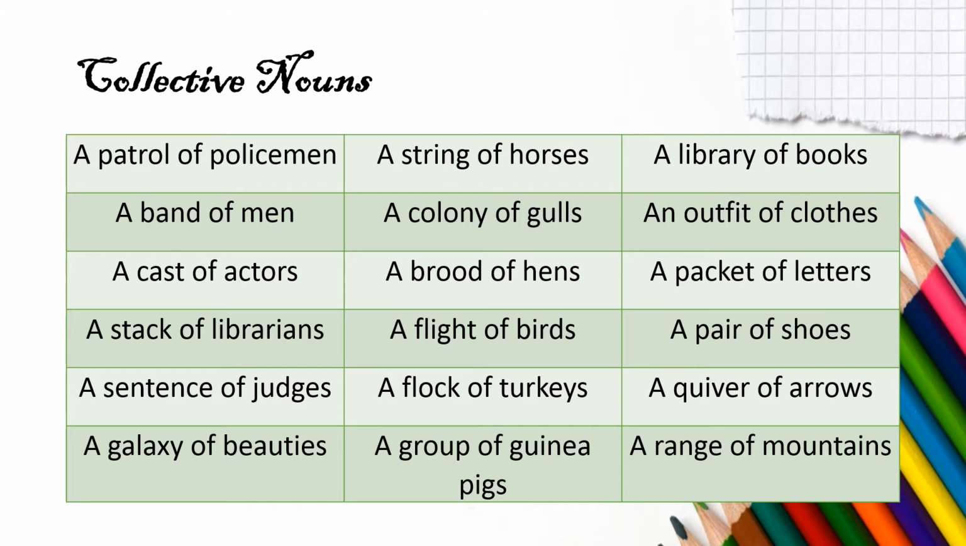Examples of it are a patrol of policemen, a string of horses, a library of books, a band of men, a colony of gulls, an outfit of clothes, a cast of actors, a brood of hens, a packet of letters, a stack of librarians, a flight of birds, a pair of shoes, a sentence of judges, a flock of turkeys, a quiver of arrows, a galaxy of beauties, a group of guinea pigs, and a range of mountains.